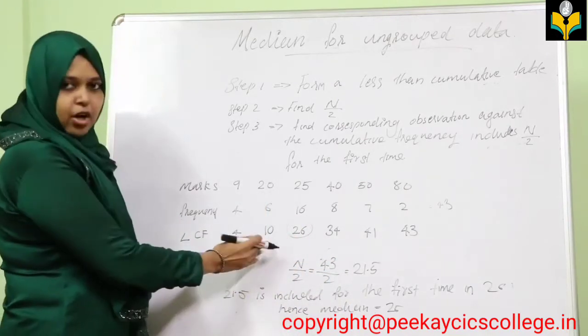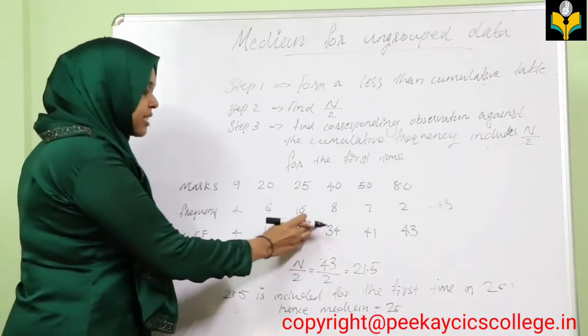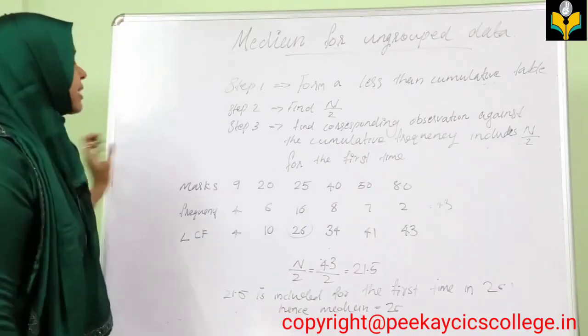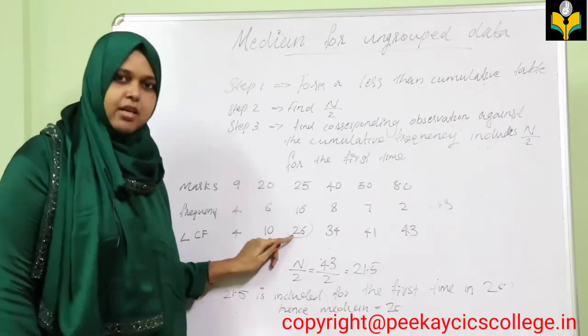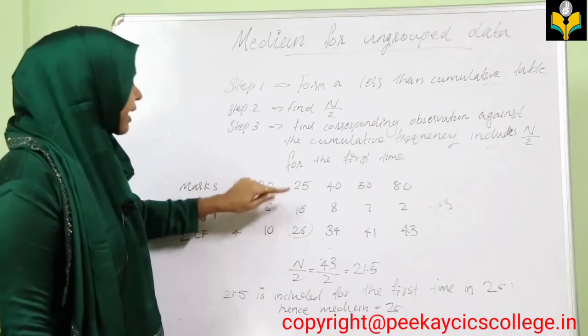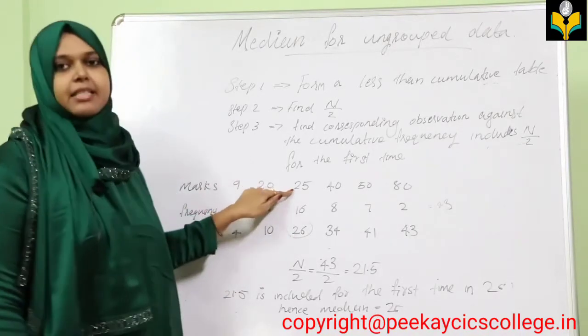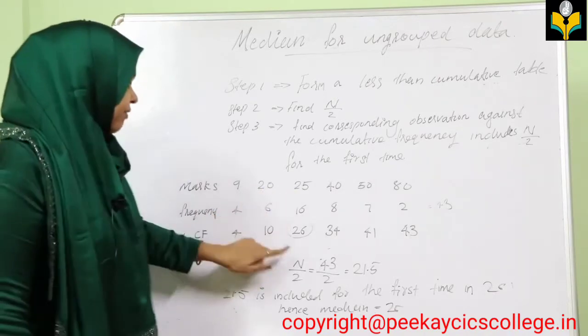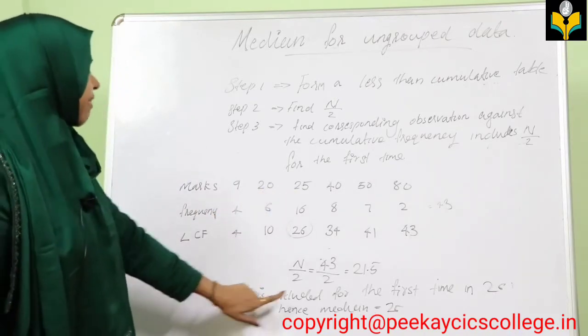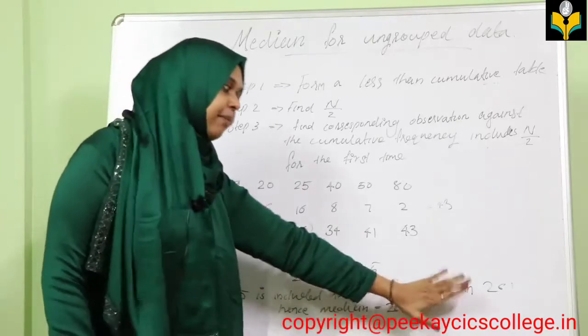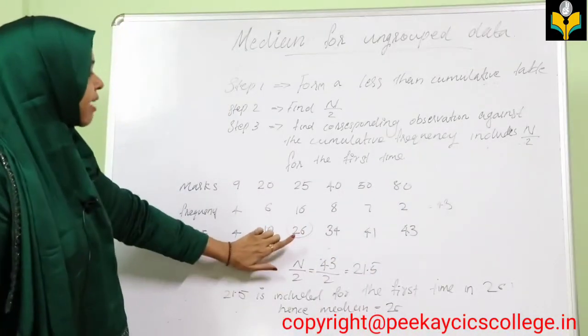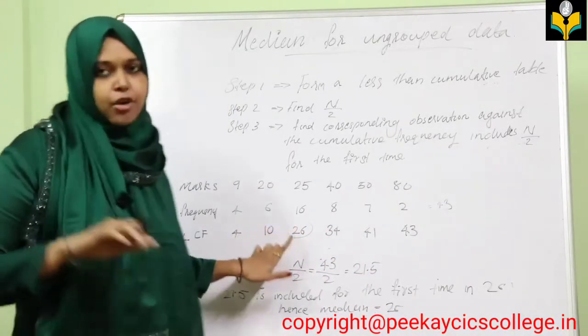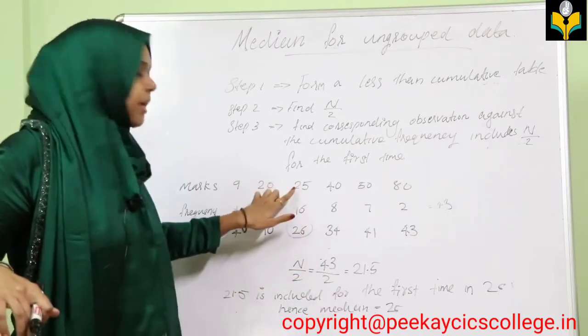In 10 it is not included. So the first time our cumulative frequency includes 2.5 is at 26. Okay, so we need to take the corresponding x as the median. So hence our median is not 26. We have to find the median mark here.